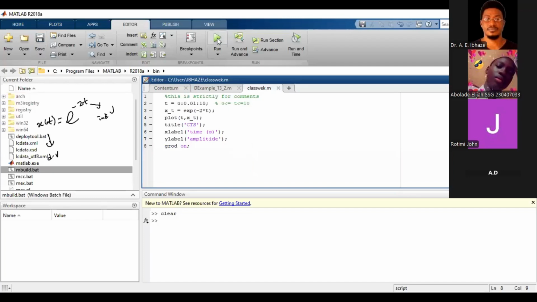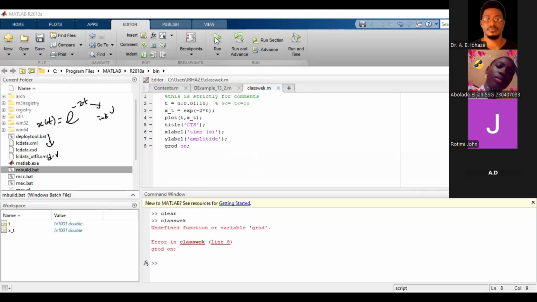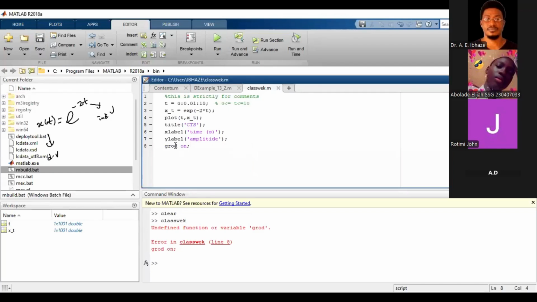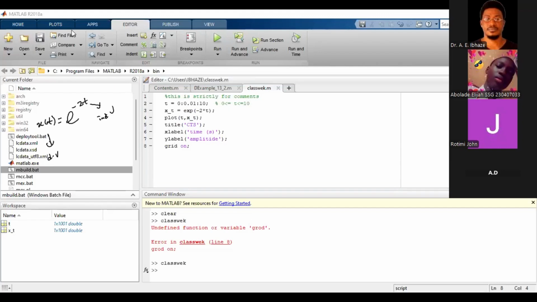So it saves it. Then I hit the run button. So let's see. It gave me something. There's an error. Instead of writing grid, I wrote GROD, but my graph plotted, right? But there's no grid line showing. So I have to correct that. It's not GROD, it's grid, right? Grid. So I save again. So I run. Boom. So everything is fine. You can see the grid line showing.